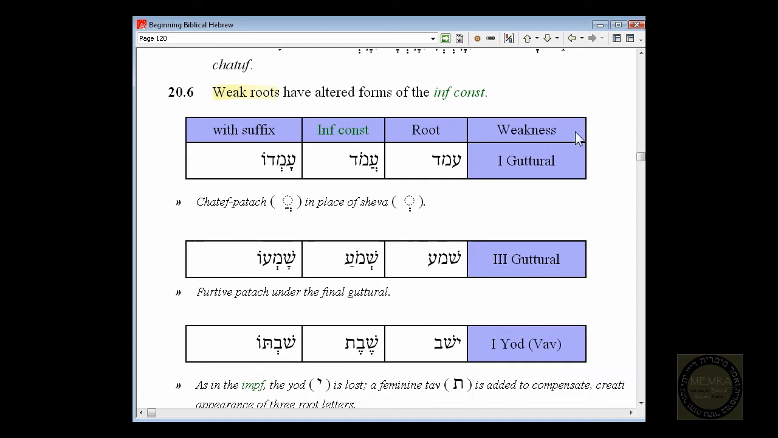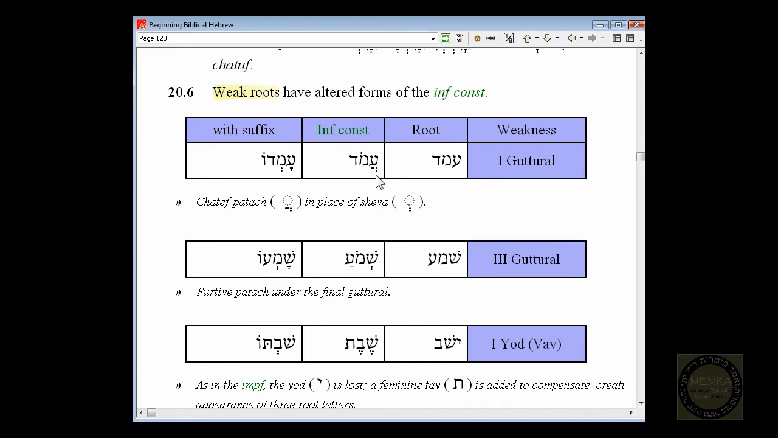He goes on next to weak roots have different forms. Now I want you to watch this. Again, weak verbs are always a problem because they do different things. But let's just look at the consistency, because most of the time this is consistent. Take the first one. Here's your root, Gimel, Mem, Dalet, Amad.